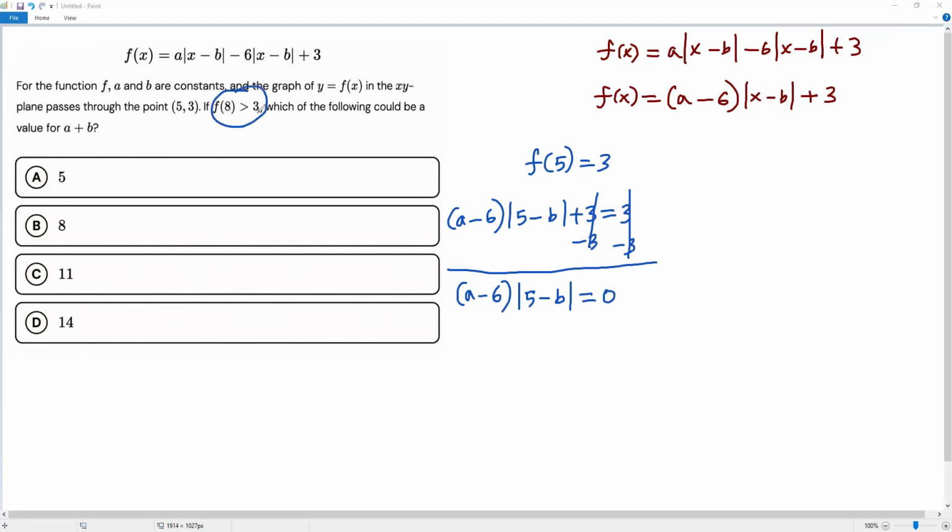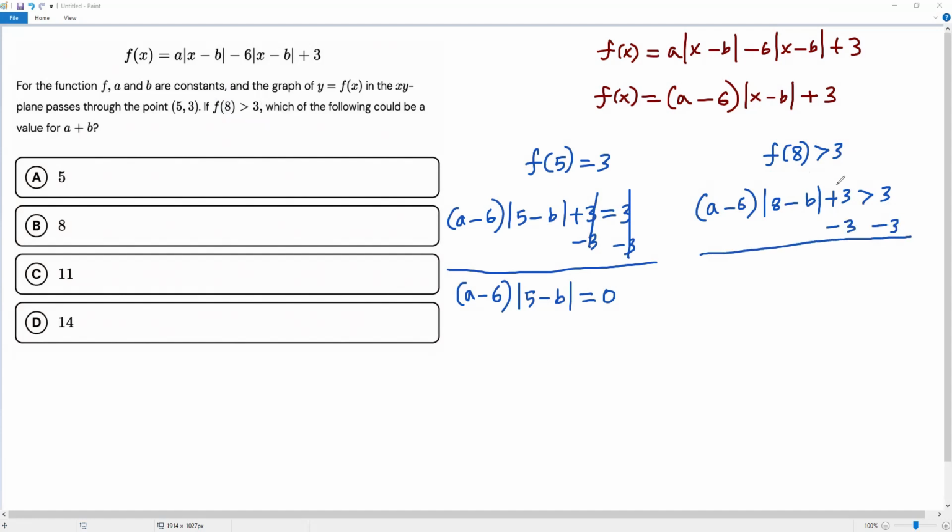Now let's consider this inequality, that is f(8) is greater than 3. To get f(8), we have to plug in 8 for x here. Then we have (a − 6)·|8 − b| + 3 > 3. Subtract 3 from both sides. Here positive 3 and negative 3 cancel out. We have (a − 6)·|8 − b| > 0.